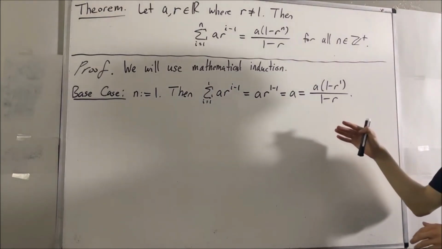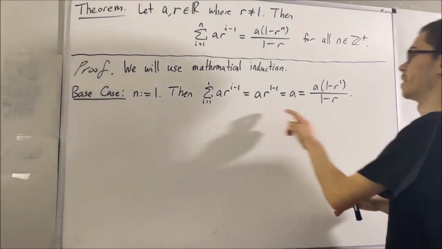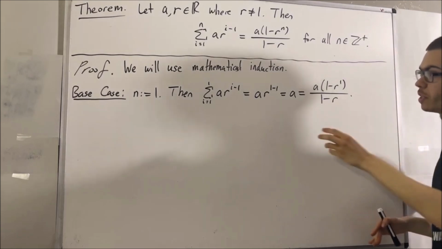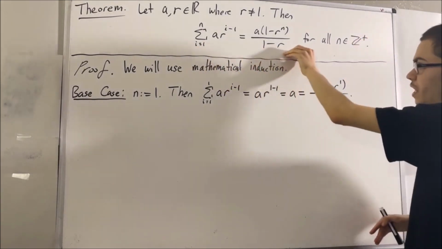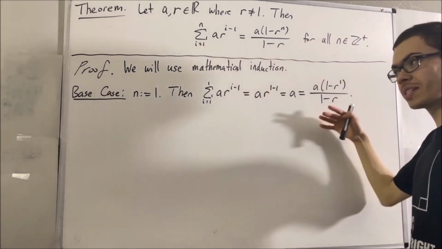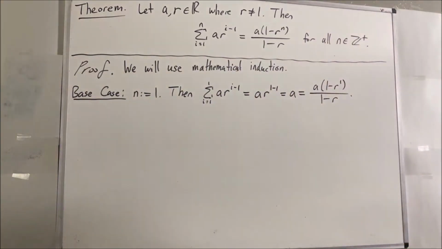So as you can see, we've proven that this is equal to this, which means that we've proven that this is true in the case where n is equal to 1. So this completes the base case. Now let's move on to the induction step.